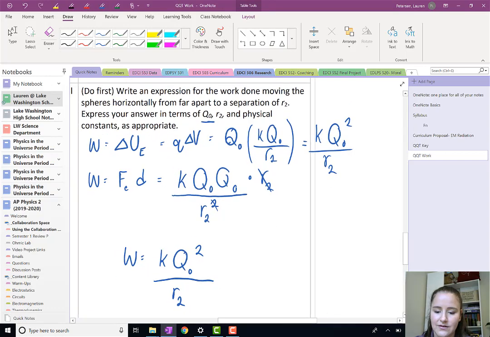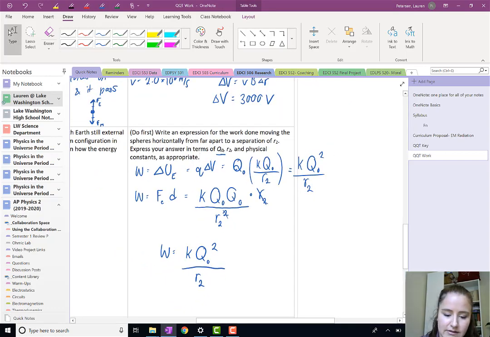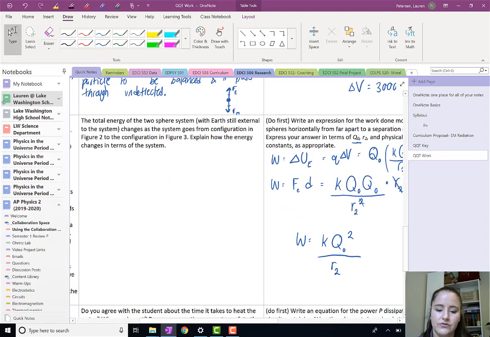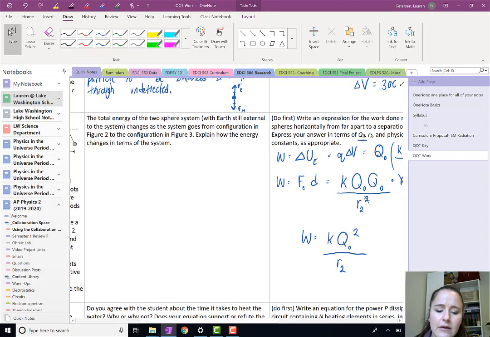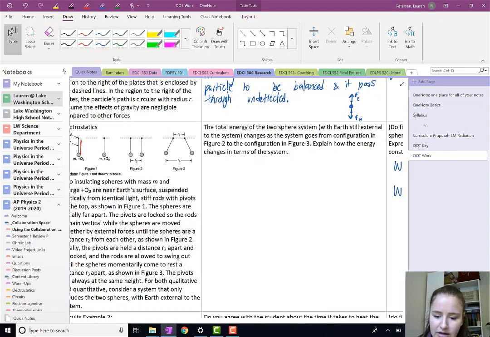Okay, so now let's look at the qualitative part of this. The total energy of the two-sphere system, with Earth still external, changes as the system goes from the configuration in figure 2 to the configuration in figure 3. Explain how the energy changes in terms of the system. This one is going a little bit farther. The qualitative part isn't on the exact same process, but it is on the same system, so we should still be able to make some relationships there. Basically, from figure 2 to figure 3, how does the energy change?